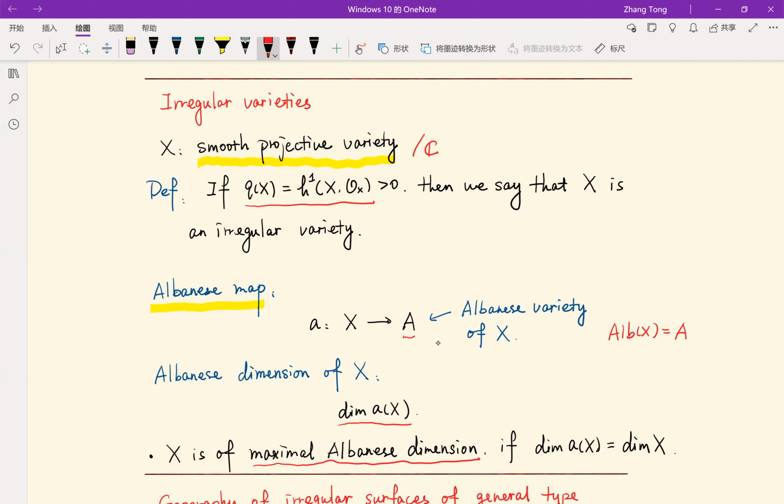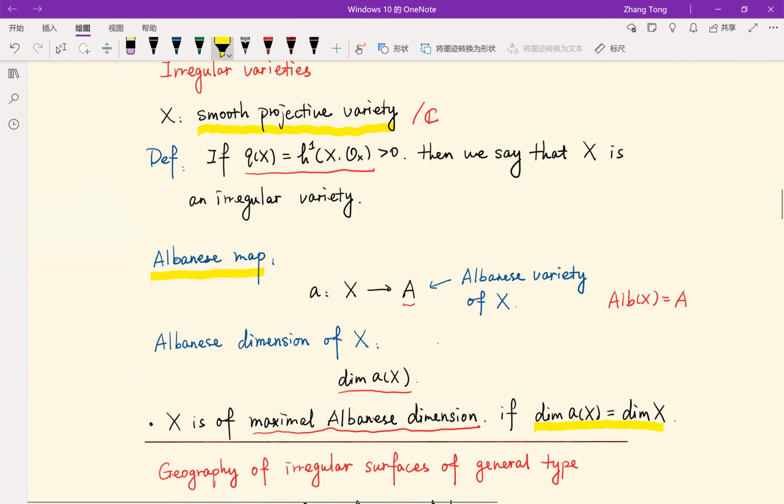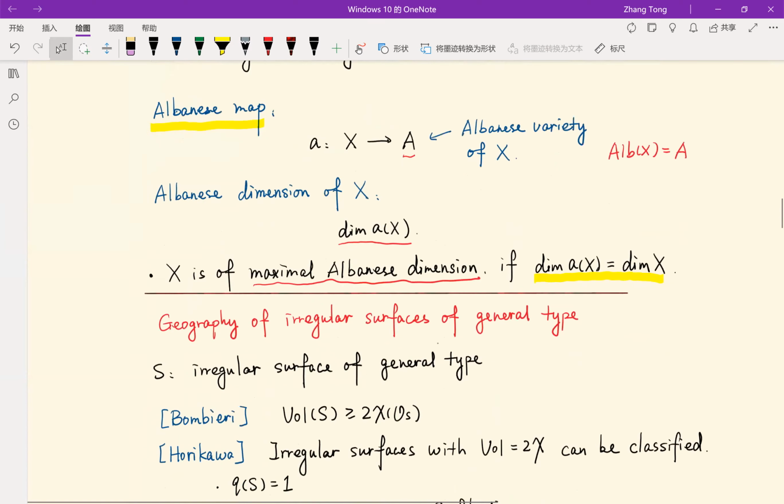So we say that a smooth projective variety is of maximal Albanese dimension if its Albanese dimension is equal to its dimension. So it's if this holds. Okay, and this is something about irregular varieties. So it's just a very brief introduction. And then I want to introduce something about the geography of irregular varieties. So I want to start from the surface case.